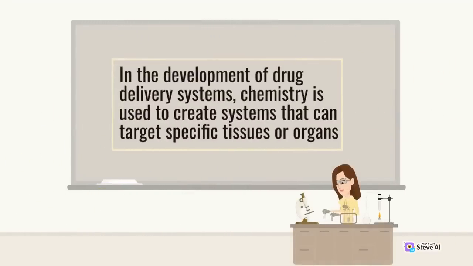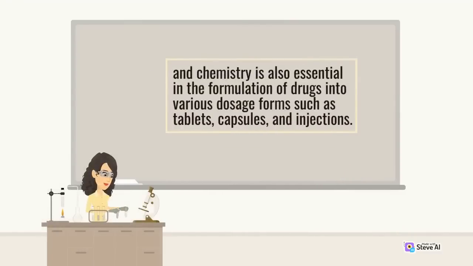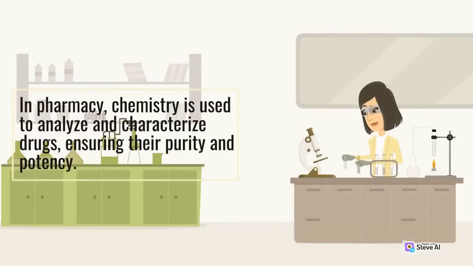In the development of drug delivery systems, chemistry is used to create systems that can target specific tissues or organs. And chemistry is also essential in the formulation of drugs into various dosage forms such as tablets, capsules, and injections. In pharmacy, chemistry is used to analyze and characterize drugs, ensuring their purity and potency.